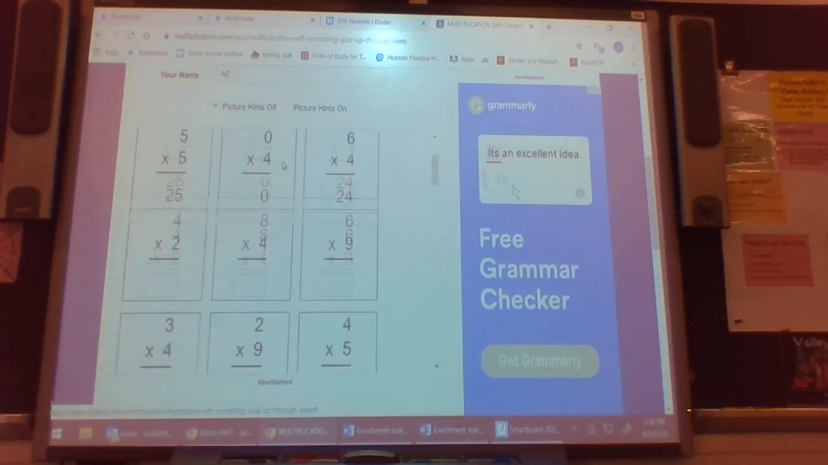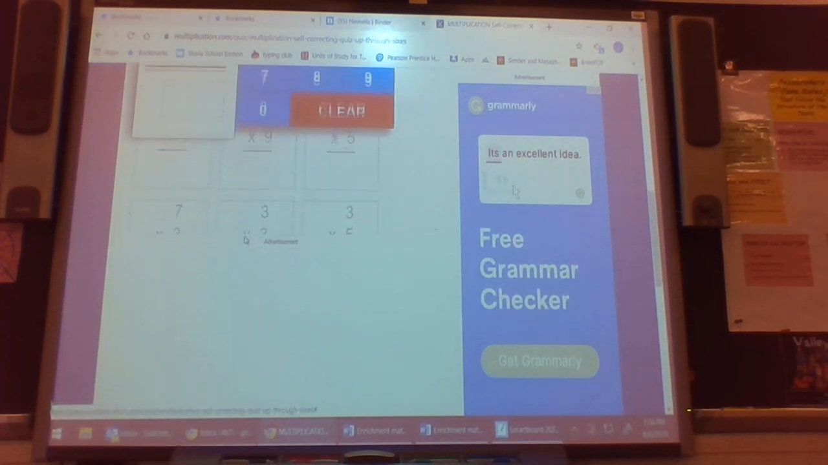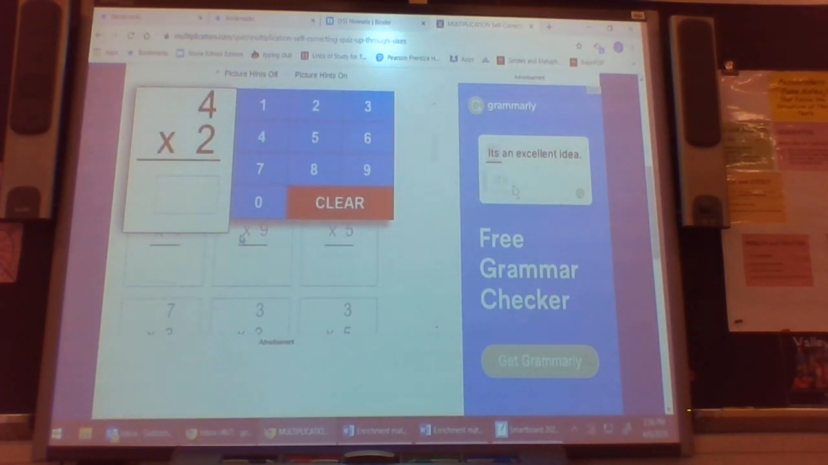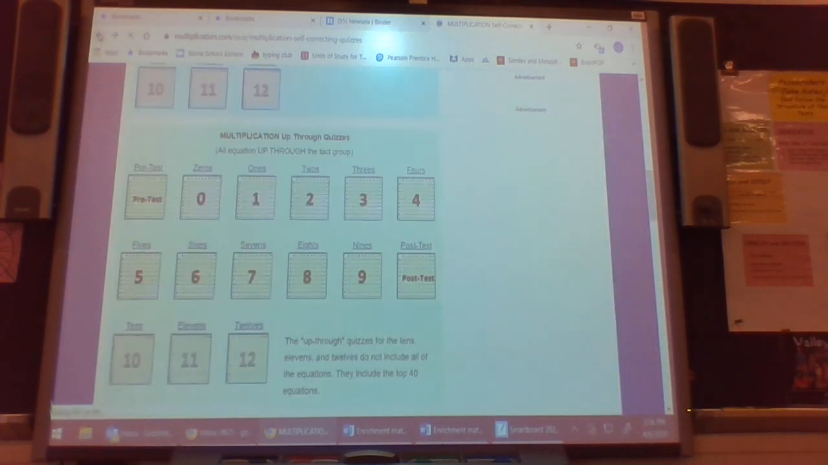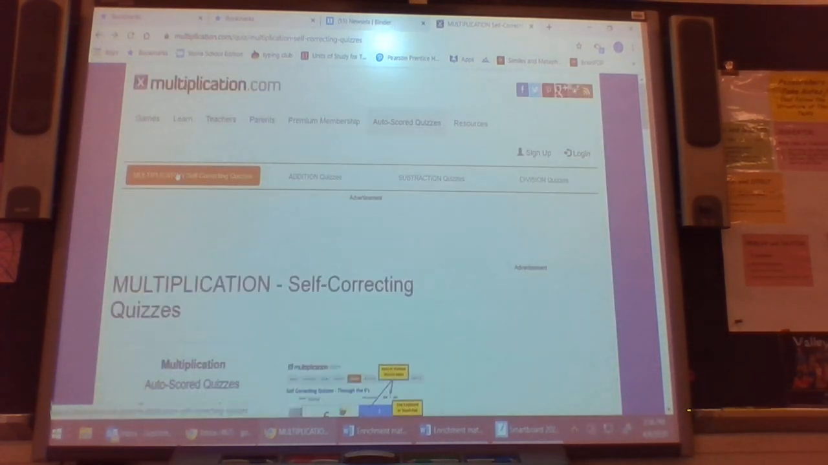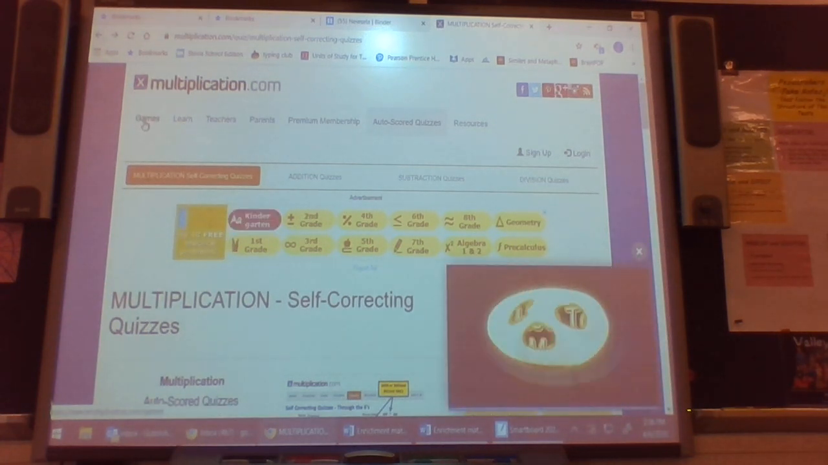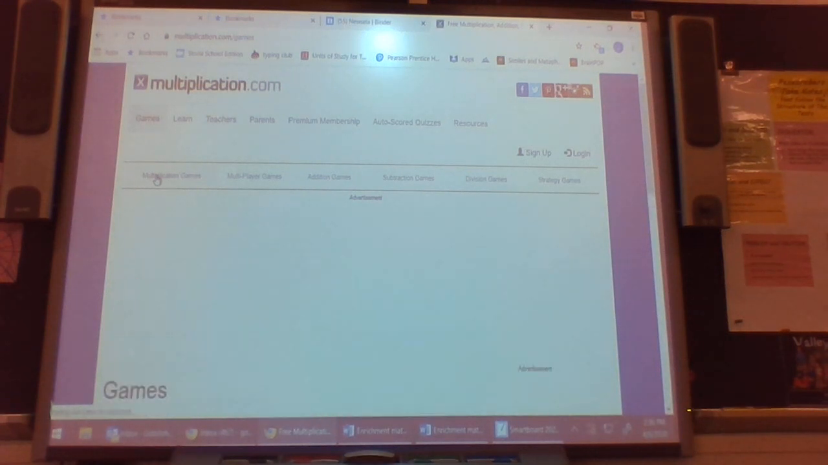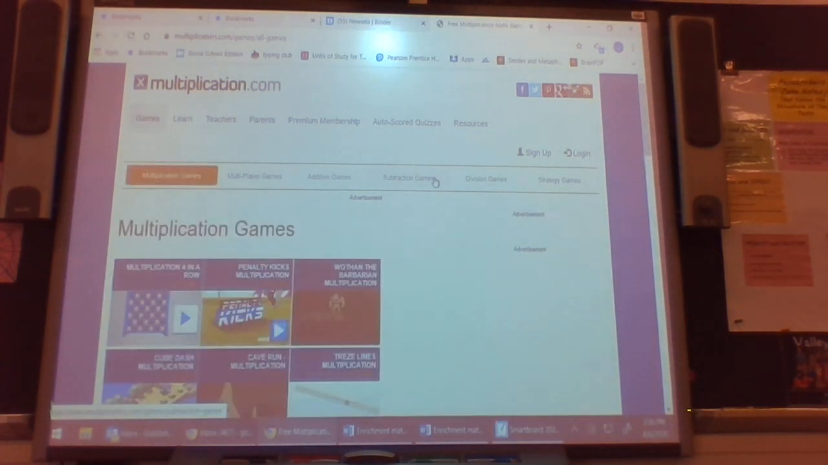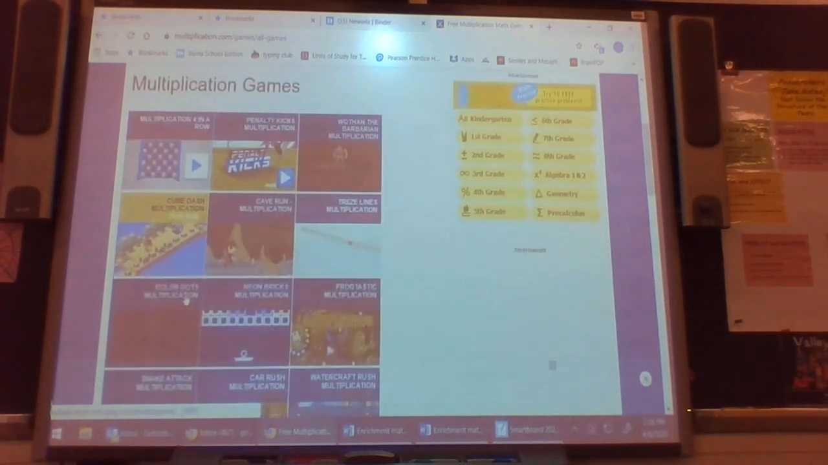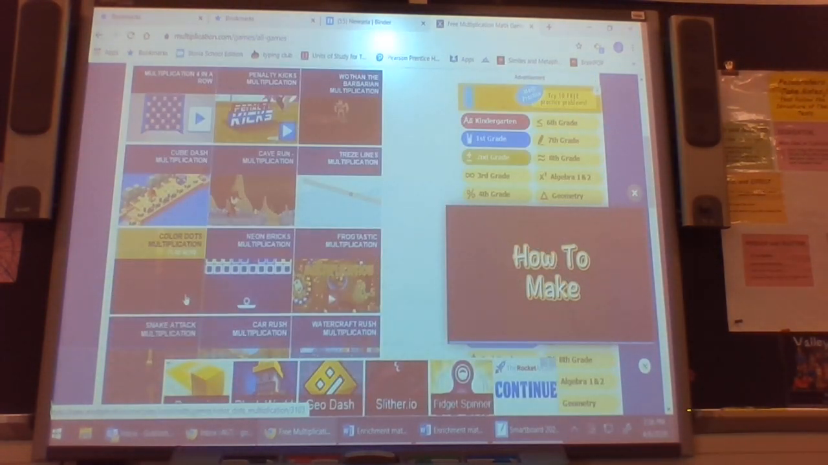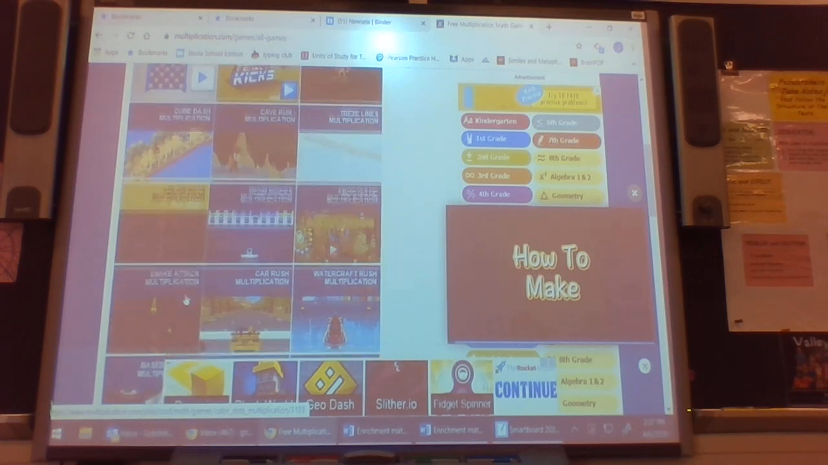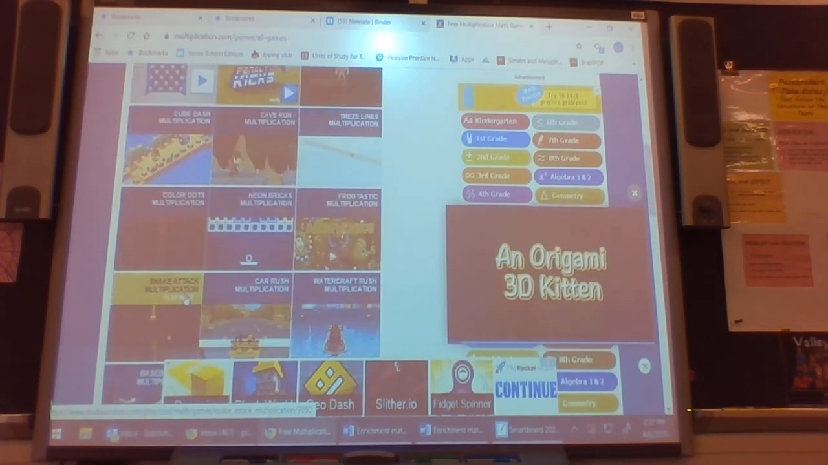Okay, so when you have finished this, it will bring it all the way down for you. Once you finish this, it'll stop the time and show you your score with your answers. Once you finish that, you can go back to the main multiplication page, right here, for games. And you can do multiplication games, addition games, subtraction games. And I know we've done some of these in Mrs. Davies' class. I know Mr. Gobler's class has used them before. So you can pick a game to play.